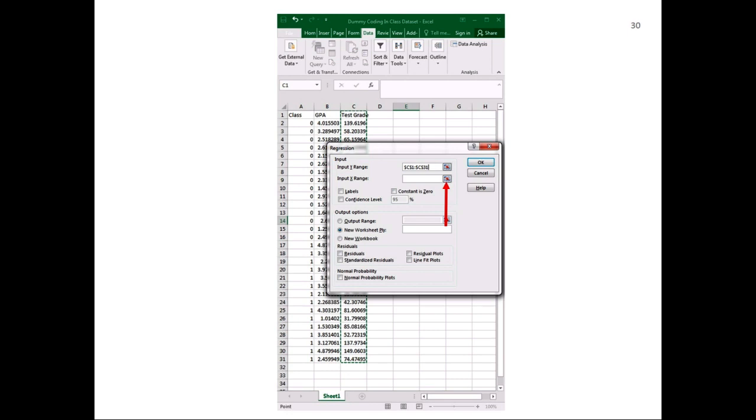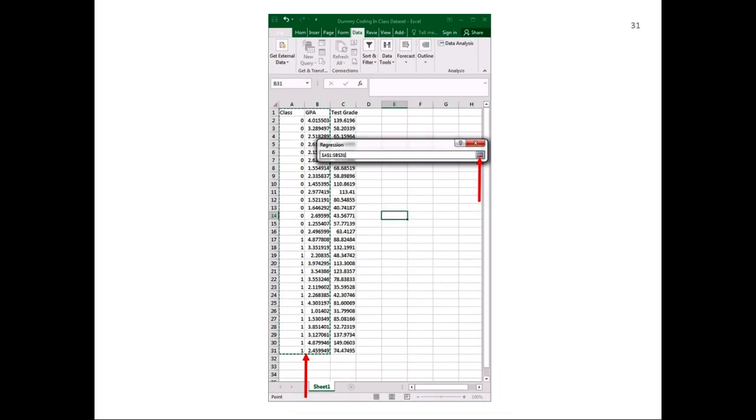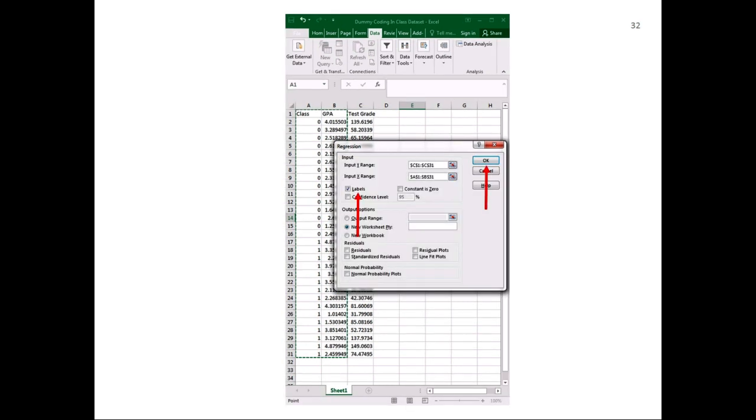Once you do that, you need to input your X range. So this is our predictor range. So you need to input your X range or your predictors by clicking the highlighted button. And then you want to go ahead and highlight both the class variable and the GPA variable, including the labels, and then push that other button that's highlighted. Then push the OK button. And once you do that, go ahead and click on labels, because we indeed highlighted the labels, and then push OK. So make sure you check that labels box and then push OK.